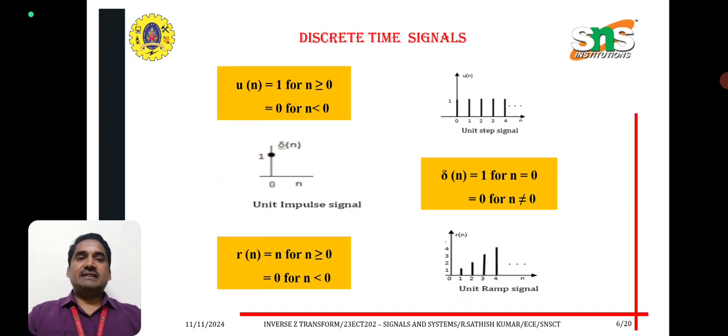These are the basic discrete time signals. u(n), the unit step, has an amplitude of 1 for all the positive values of the independent variable: 1 for n greater than or equal to 0, 0 for n less than 0. Delta(n), the unit impulse function, is defined as delta(n) equal to 1 for n equal to 0, and 0 for n not equal to 0. Unit ramp signal is defined as r(n) equal to n for n greater than or equal to 0, 0 for n less than 0. The graphical representation of the discrete time signals is also given.